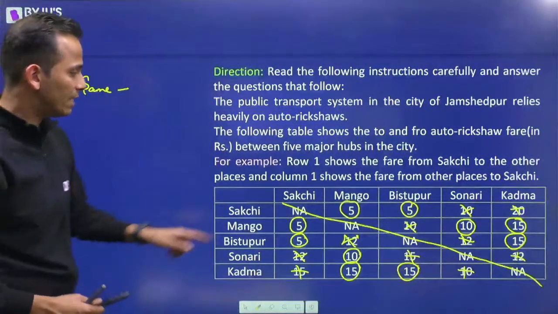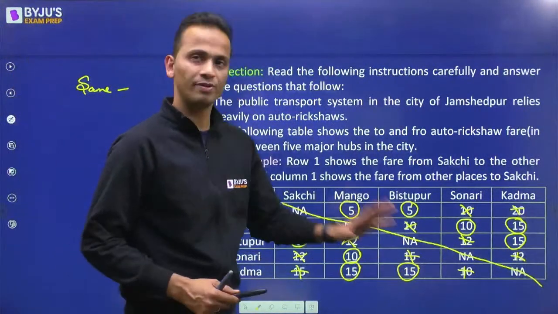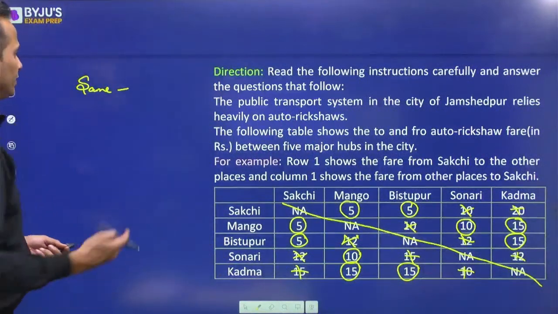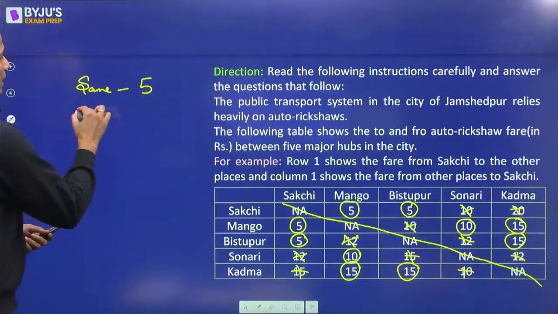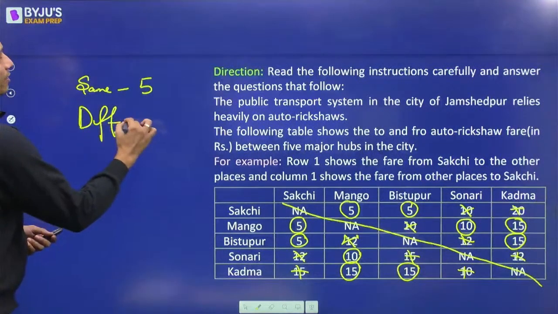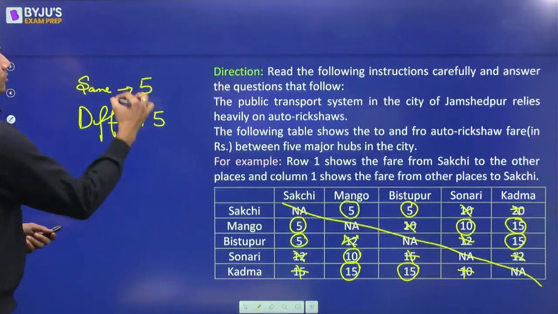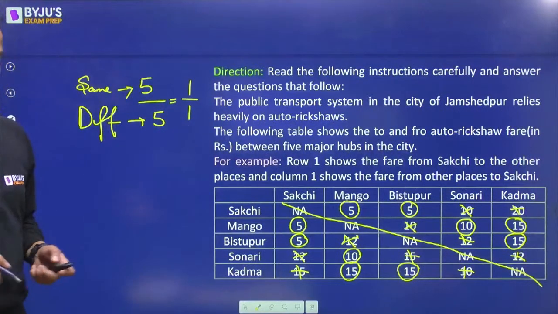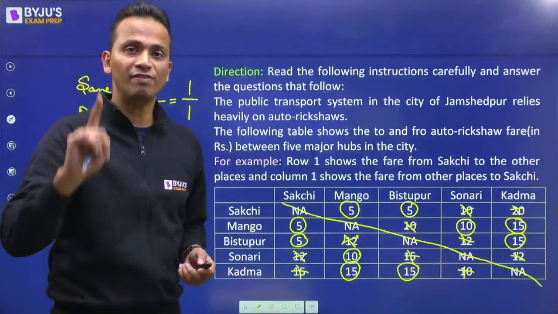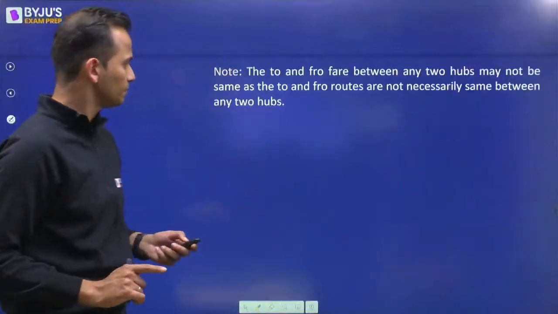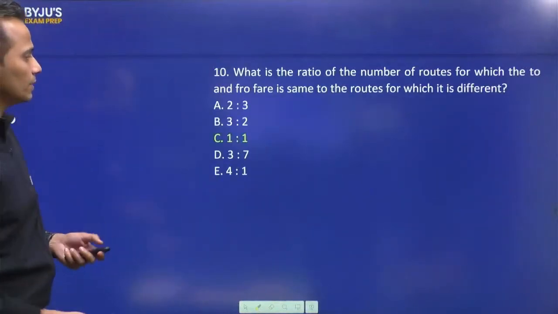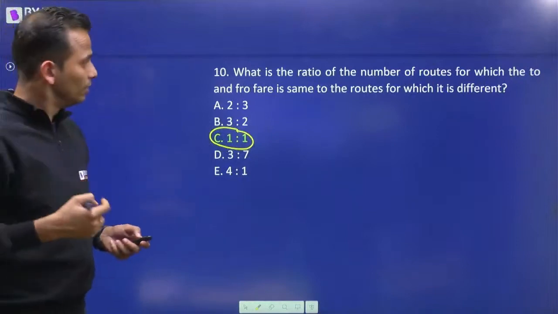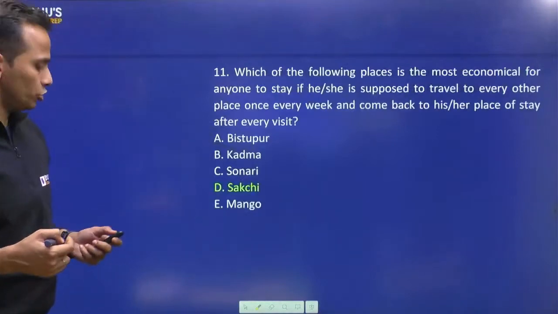So how many are same? 1, 2, 3, 4, 5. 5 are same and the remaining 5 are different. So their ratio will be 1/1. So the answer for first question will be 1/1. Yes, this is the correct answer. Okay. Let's move and look at the next question.